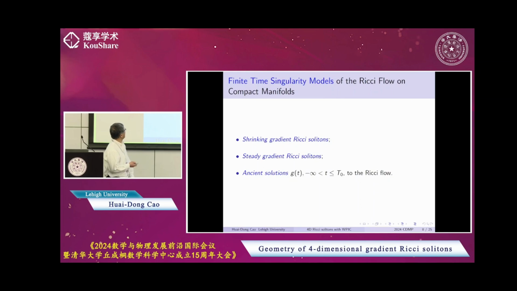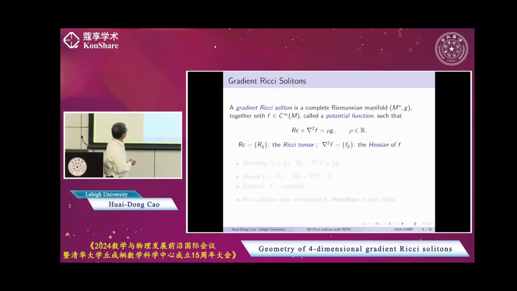So a Riemannian manifold is a gradient Ricci soliton if you have a potential function f so that the Ricci tensor plus the Hessian of f is a multiple of the metric. And if it's shrinking, then that means that the constant rho on the right-hand side, like the positive Einstein case, is positive. We typically normalize it to be half. If it's steady, then it's the extension of Ricci flat, a Calabi-Yau manifold. And so essentially Ricci is a Hessian of a function. And of course, Einstein is a special case when f is a constant.